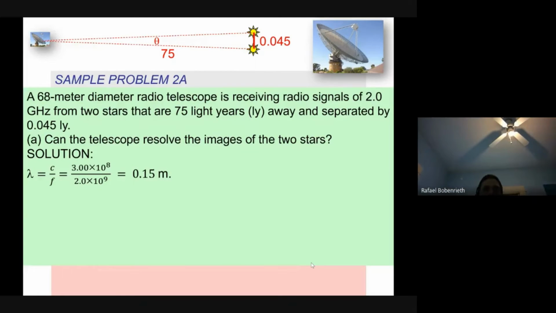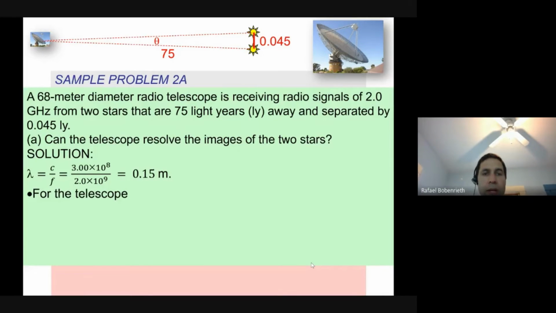is you need to use the wave speed equation applied to EM waves to figure out the wavelength of the light. So the wavelength, when you do the calculation, 3 times 10 to the 8th meters per second divided by 2 gigahertz, gigahertz is 10 to the 9th, so it's 2 times 10 to the 9th hertz, gives you a wavelength of about 0.15 meters.